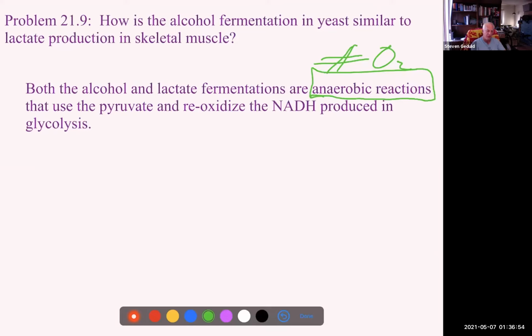They use pyruvate, which is our end product from glycolysis. Remember, 1 glucose at the end of glycolysis gives you 2 pyruvate molecules. Okay, we reoxidize NADH. So you go from NADH back to NAD+ to reoxidize it, and NADH was produced in glycolysis.